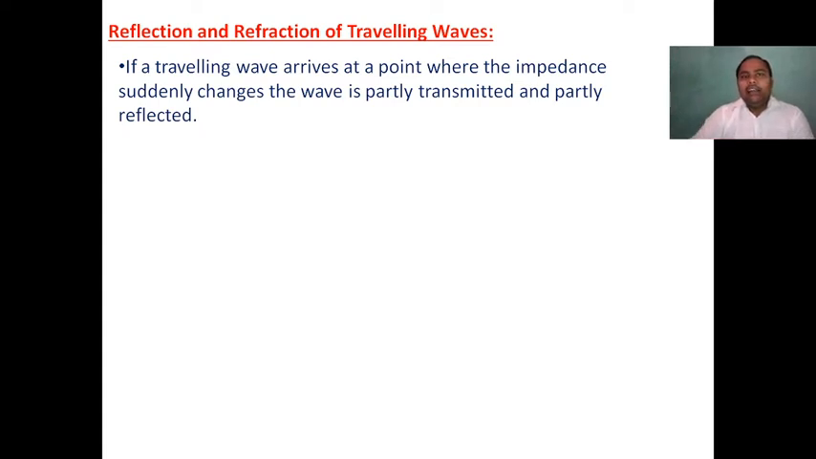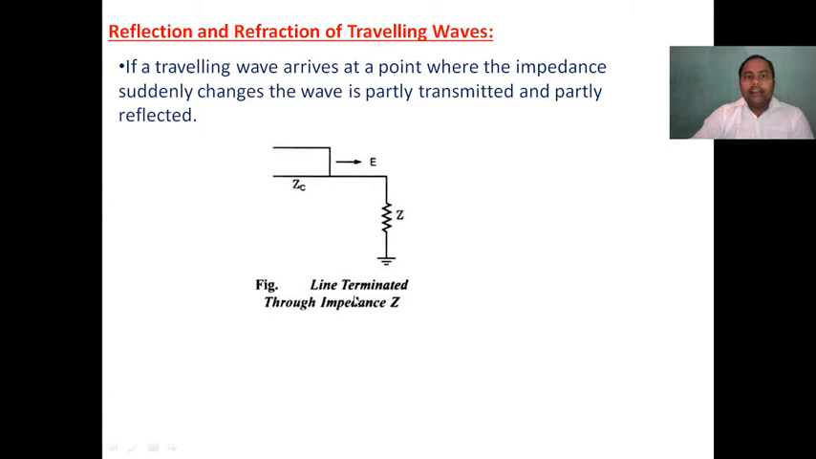Normally, the line surge impedance varies from 400 to 600 ohms, but in a cable it varies from 40 to 60 ohms. When a line is connected to a cable, at the junction point the wave is partly transmitted and partly reflected. So, a line terminated through impedance Z, with incident voltage E and characteristic impedance ZC. ZC stands for characteristic impedance.